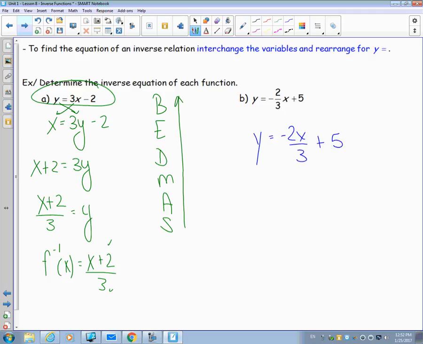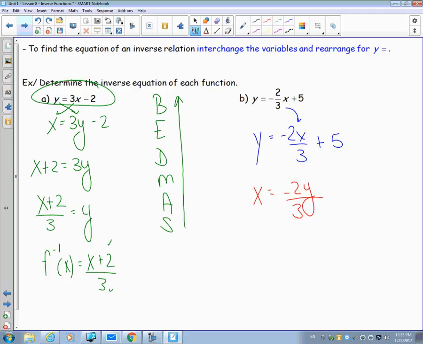I haven't changed anything except the order it looks in. Okay, 2/3 of x is the same as saying multiply by 2, and then divide by 3. And so I can turn that into here. Why would I want to do that? Well, it makes my inverse a little bit easier.